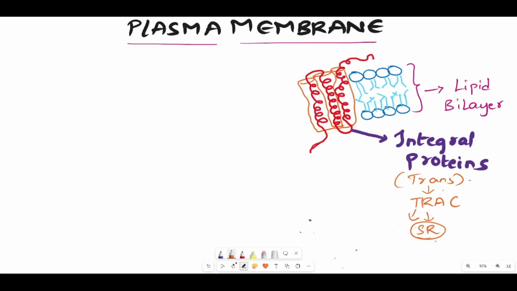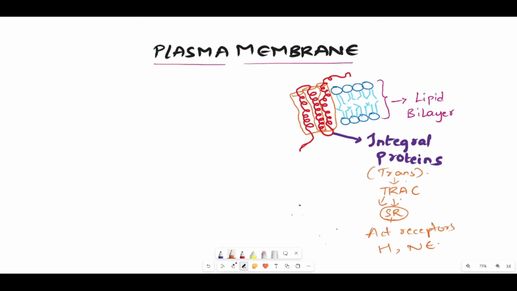Now what is signal reception? It is nothing but they act as a receptor. Those receptors detect hormones and neurotransmitters. Then we have A, which means they are also useful for anchoring. What is anchoring? It is simply attaching to the cytoskeleton. And C means it is also useful for cell recognition. So these are the main important functions of integral proteins, which are also called transmembrane proteins.